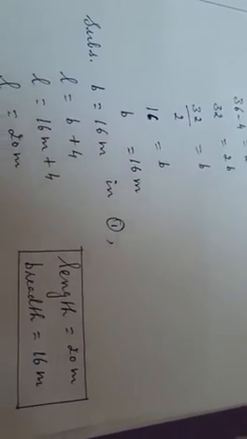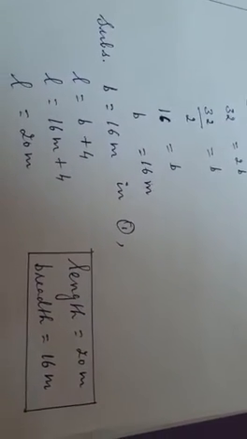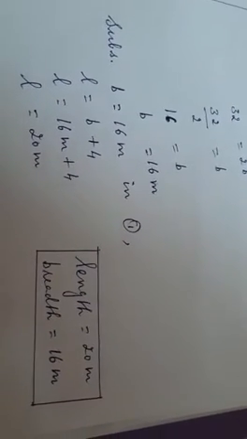So now substitute the value of B in the first equation. L is equal to B plus 4. So L is equal to 16 plus 4. That is L is equal to 20 meter. Now we get length is equal to 20 meter and breadth is equal to 16 meter.